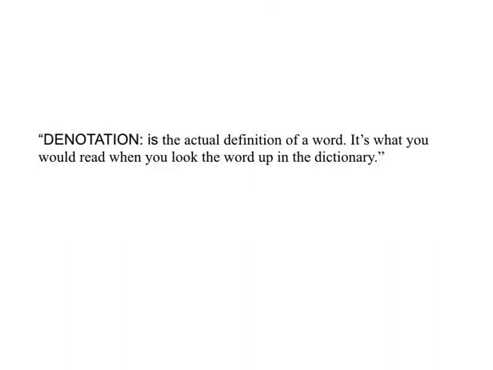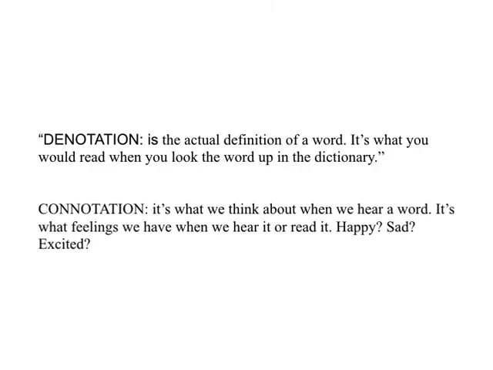So now, denotation is the actual definition of a word. It's what you would read when you look up the word in a dictionary. And connotation is what we think about when we hear a word. We have a feeling when we hear it or read it. For example, does it make us happy? Does it make us sad? Does it make us excited? So the kind of feelings that come with a word is basically connotation.